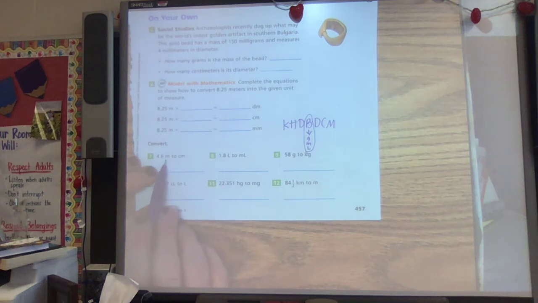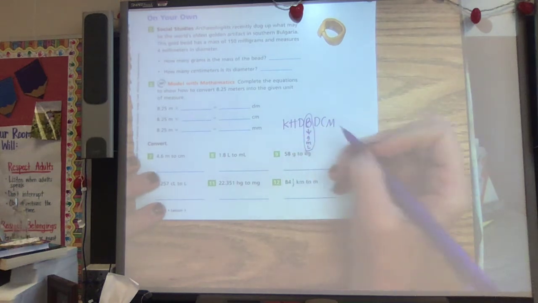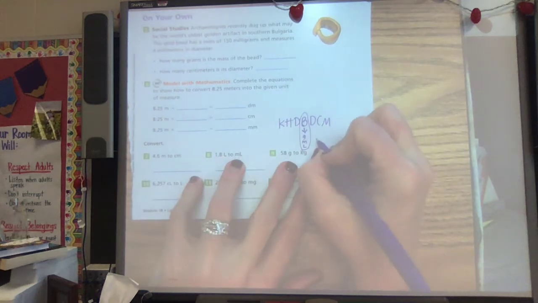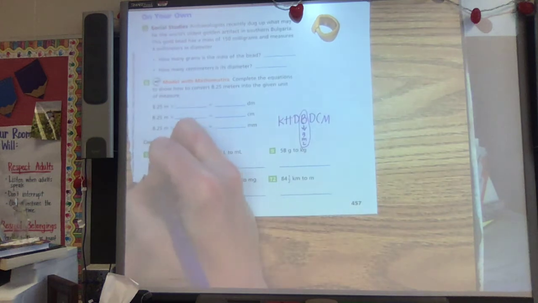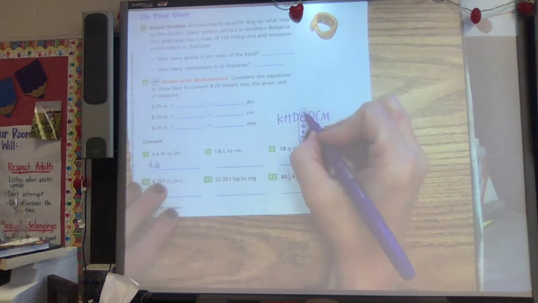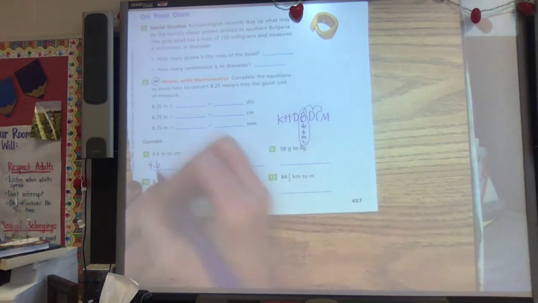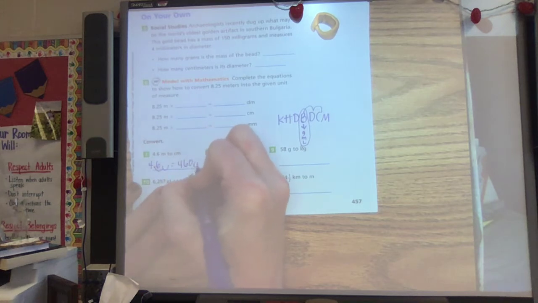So 4 6/10 meters is how many centimeters? So I know my meters are right here at the base. So if I write 4 6/10 and I'm changing to centimeters, so I'm going to move 2 units to the right. That's going to be 460 centimeters.